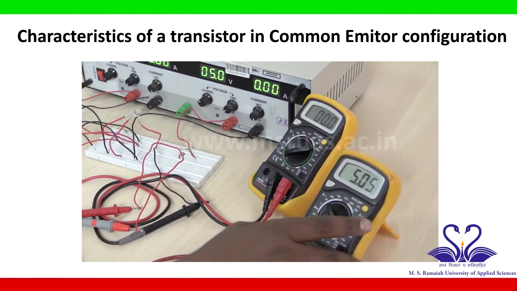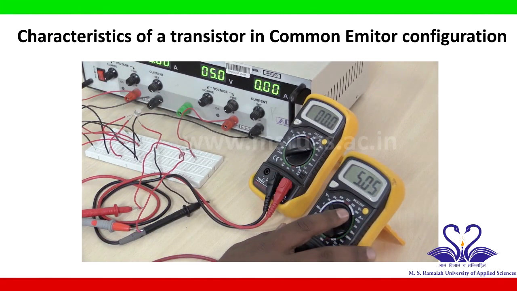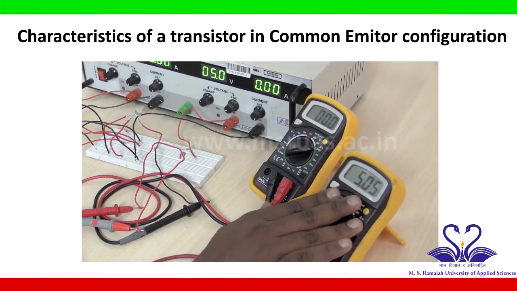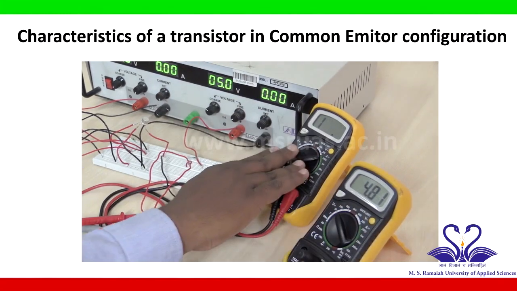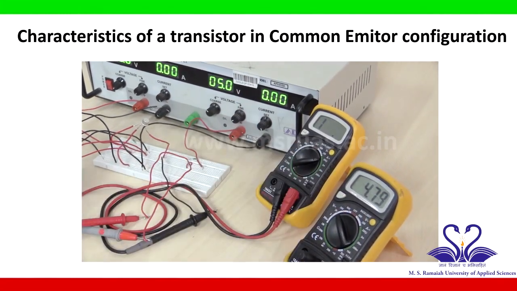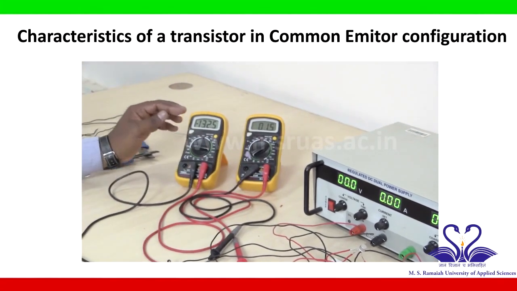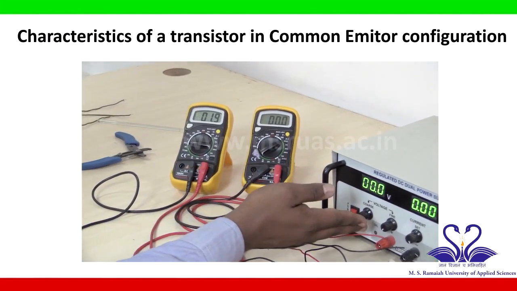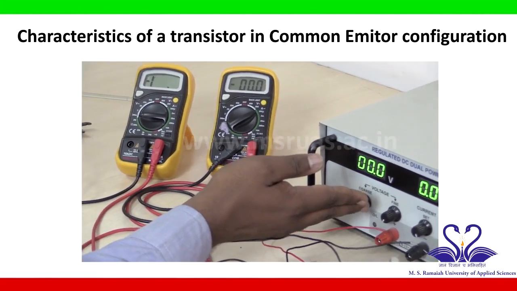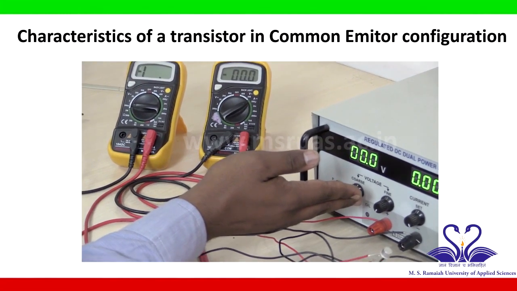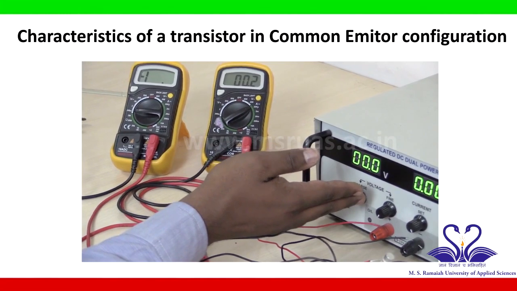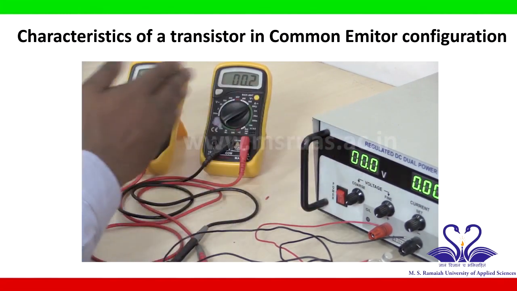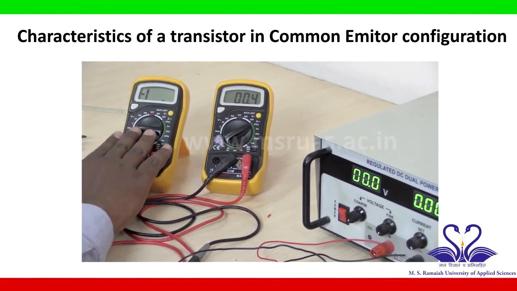Now we have a VC of 5 volt, almost 5 volt. Once you set this VC as 5 volt, don't vary VCC and don't touch the IC and VC. Again you come to input side. Now again we will vary this VBB in terms of 0.1 volt from 0 volts to 1 volt. After 1 volt we will vary in terms of 0.5 volt from 1 volt to 6 volt, and note down the corresponding VBE and IB reading.